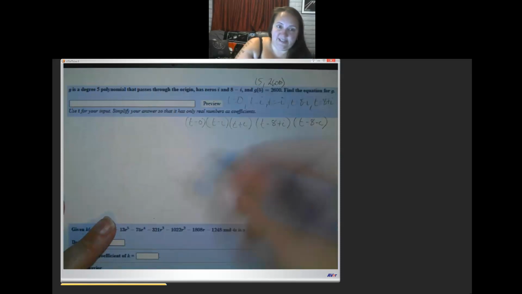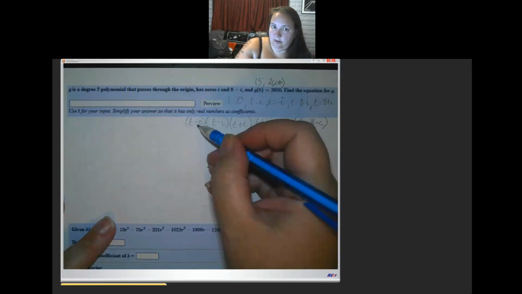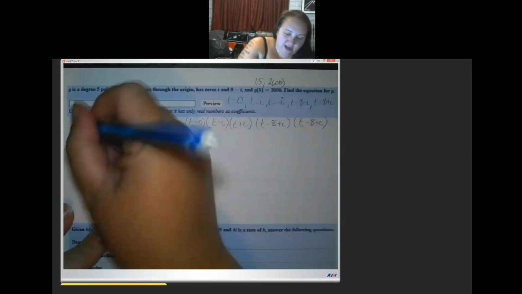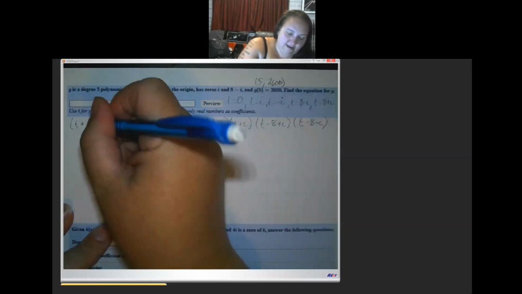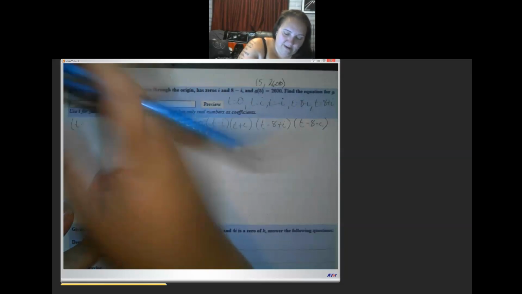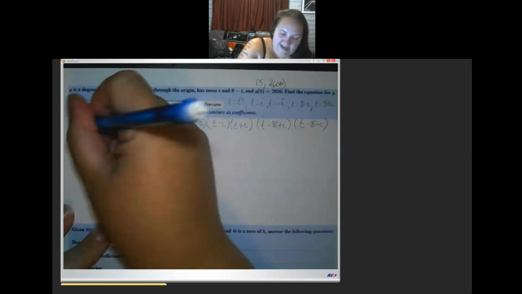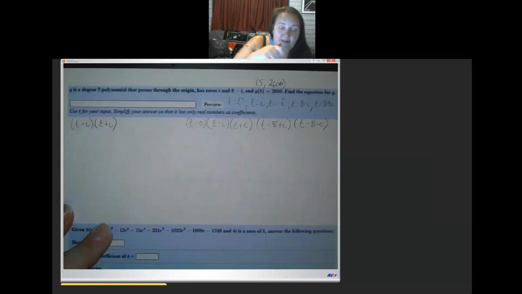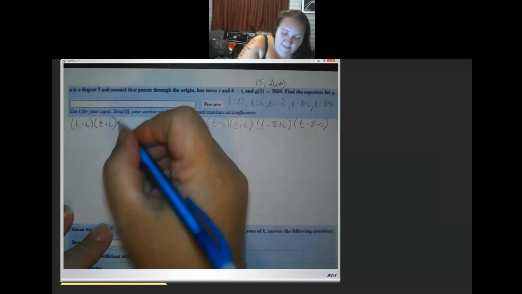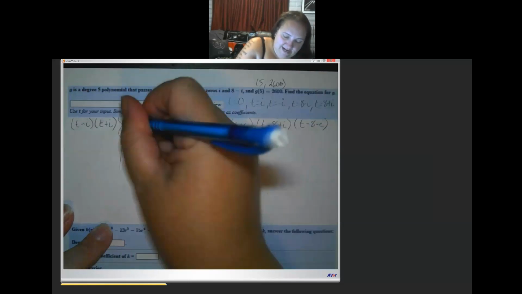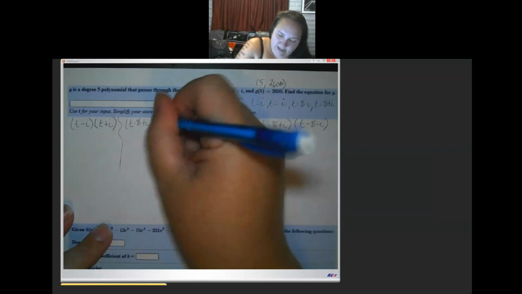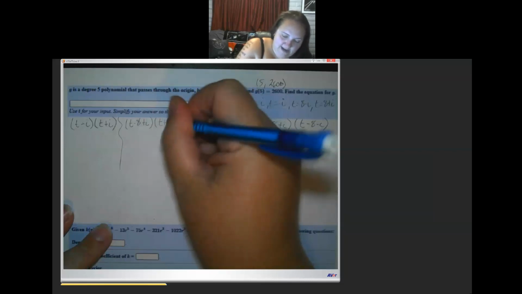t minus 0 is just t. And then I'm going to do this multiplication out over here. So do the complex conjugates separately. So what I mean by that is I'm going to do t minus i and t plus i. And then I'm going to do t minus 8 plus i and t minus 8 minus i.